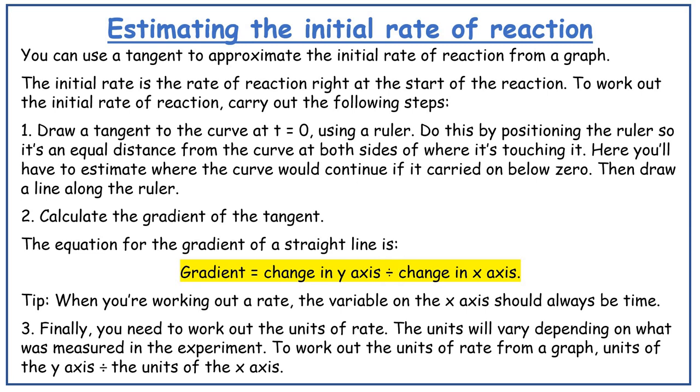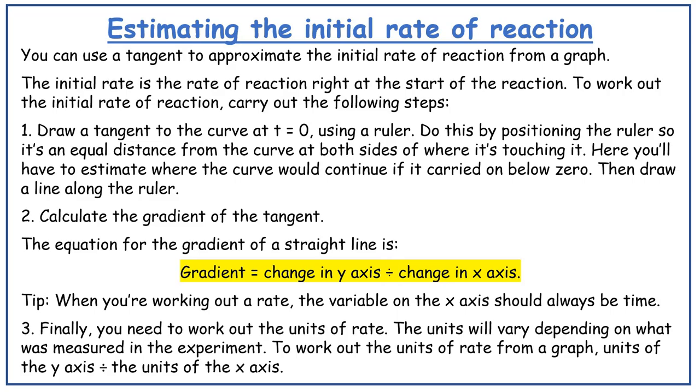So, estimating the initial rate of reaction. You can use a tangent to approximate the initial rate of reaction from a graph. The initial rate is the rate of reaction right at the start of the reaction. To work out the initial rate of reaction, carry out the following steps.